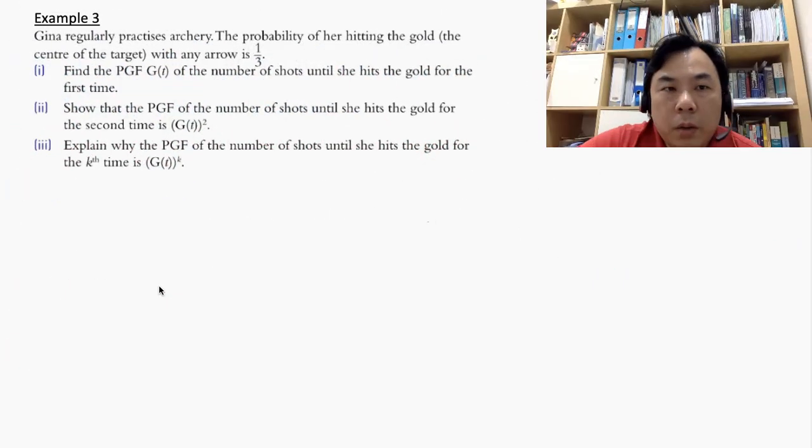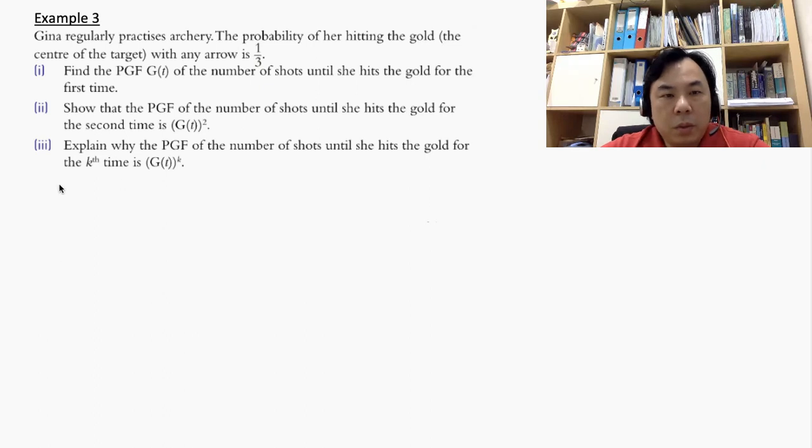All right, let's look at our last example today. Gina regularly practices archery. The probability of her hitting the goal, the center of the target, with any arrow is 1/3. Now, we need to find the probability generating function G(t) of the number of shots until she hits the goal for the first time.